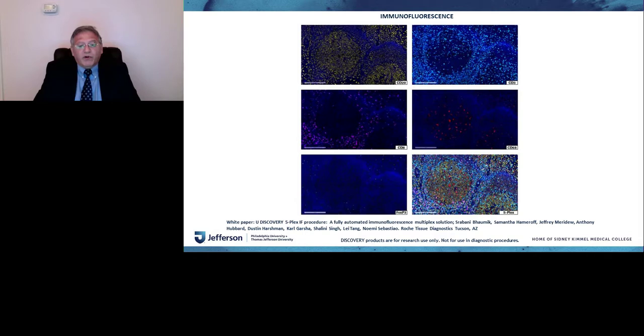Here we have an example of immunofluorescence, and actually a multiplex immunofluorescence. You have 5 different antibodies: CD20, CD3, CD8, CD68, FOXP3, and at the lower right side, you have the combination of the 5 different antibodies. You can see the individual antibodies by using specific filters, or you can see the combination.